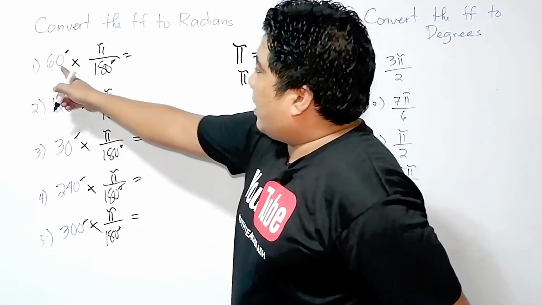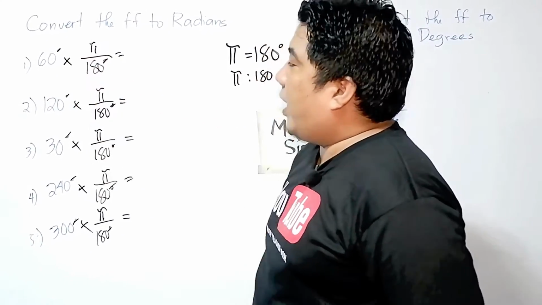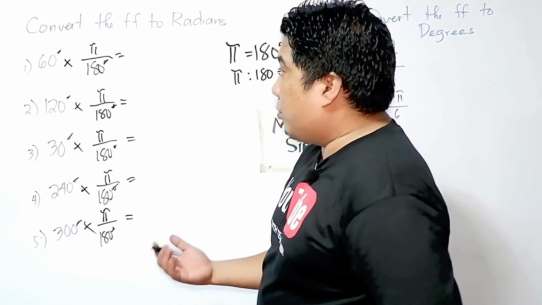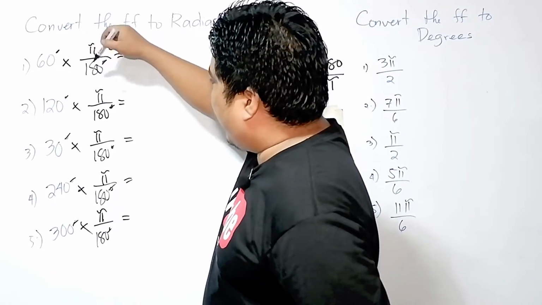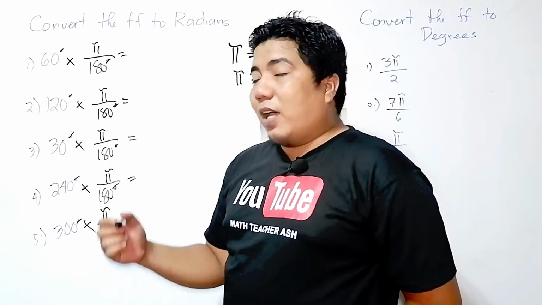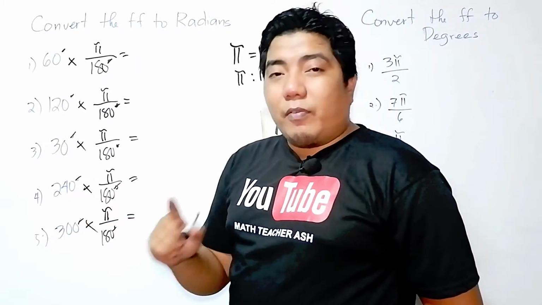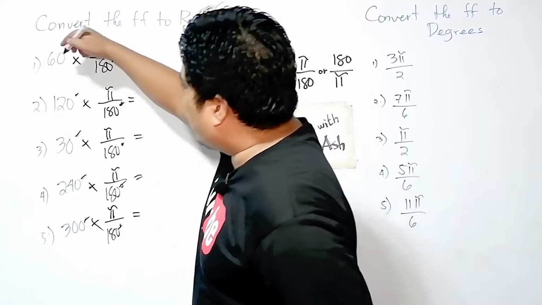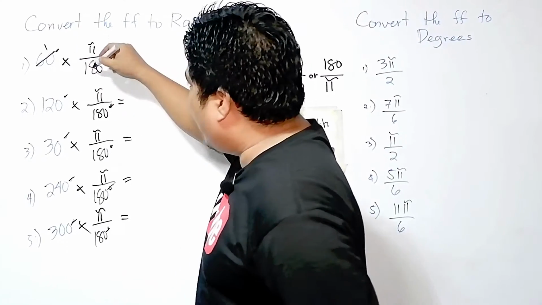So, 60 times pi over 180, you can use the cancellation method. So, this is 60 and 180. What is the GCF of 60 and 180? Very good. That is 60. So, 60 divided by 60, this will become 1.